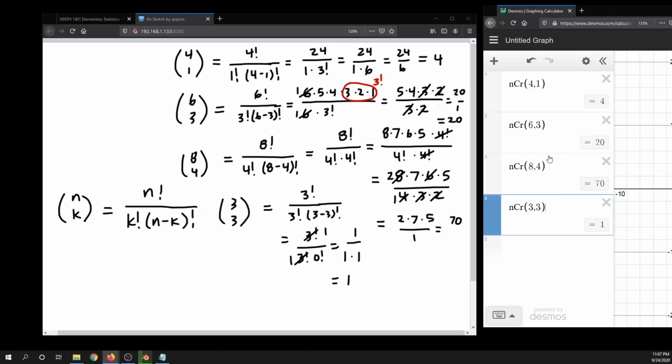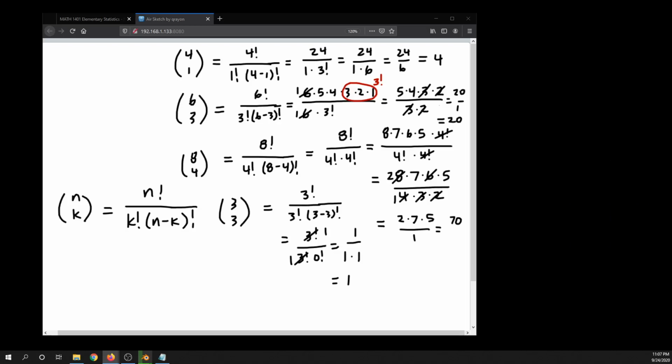A lot of calculators, a scientific calculator will probably have a button on there too as well if you're using something else to do that.